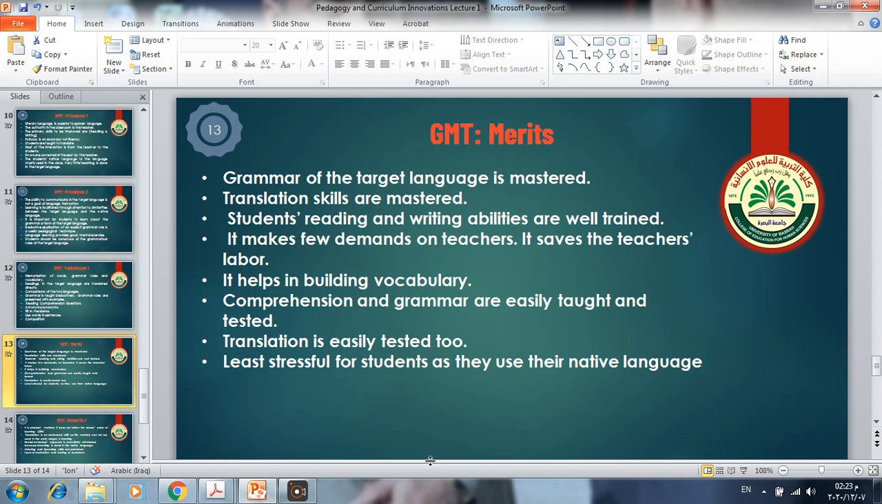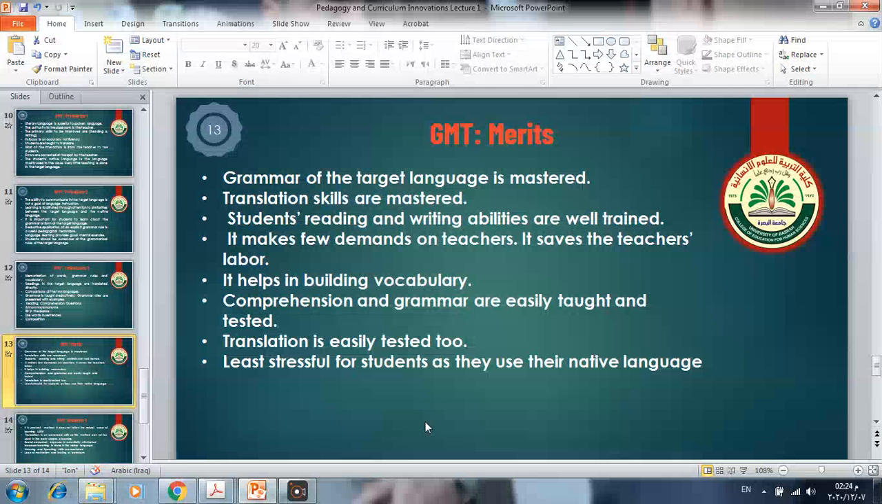Now, of course, this teaching method has been criticized greatly. However, the same persons who criticize this teaching method, they say that it may have certain merits. There are certain good points about the grammar translation method. What are these good points?